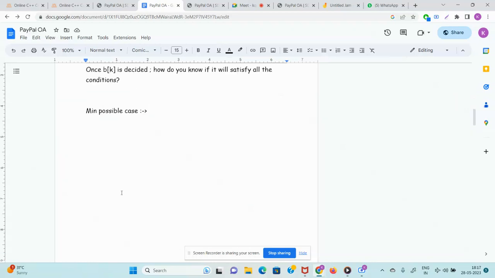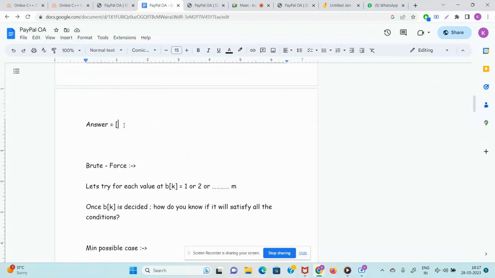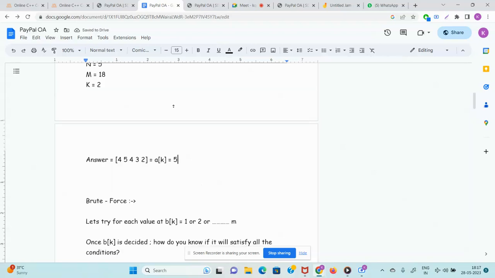Anyways, going back to the problem, guys. 4 5 4 3 2, guys. This is the answer. So the element at index k is what? 5. So 5 is the answer. Okay, this is it, guys. Because k was given as 2.